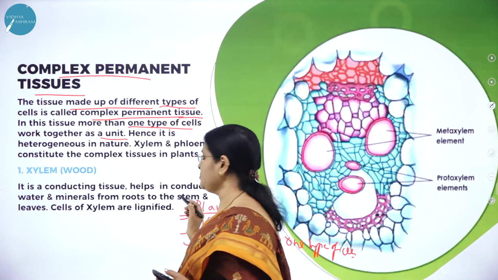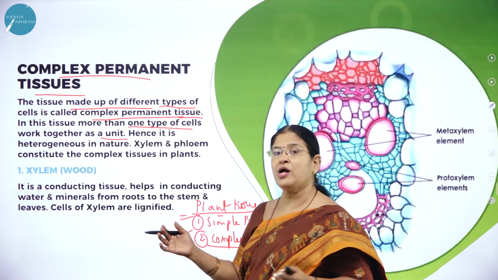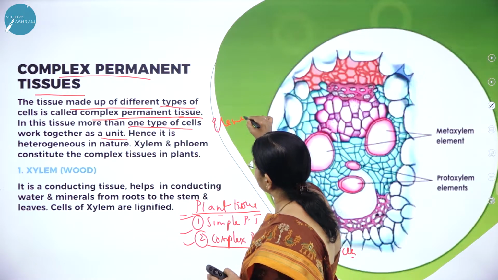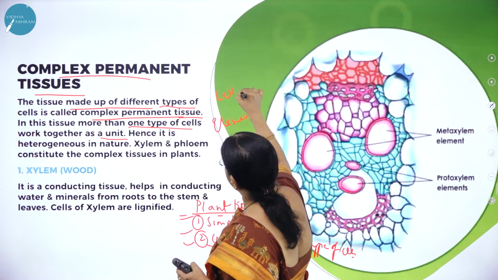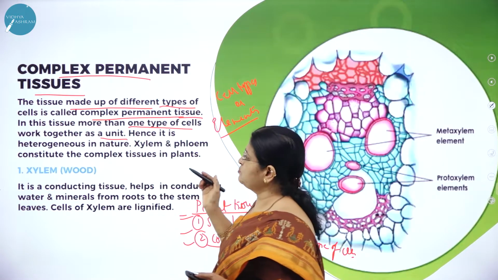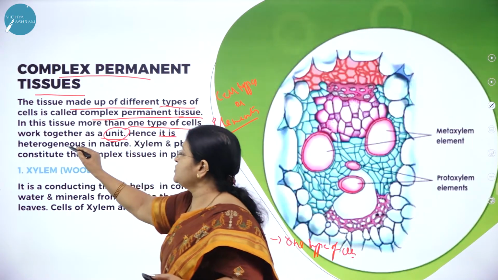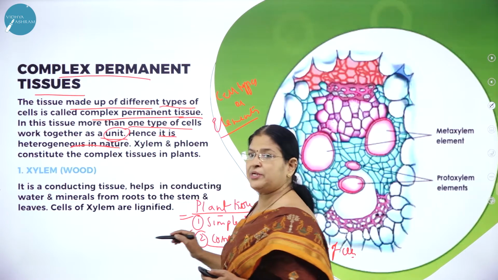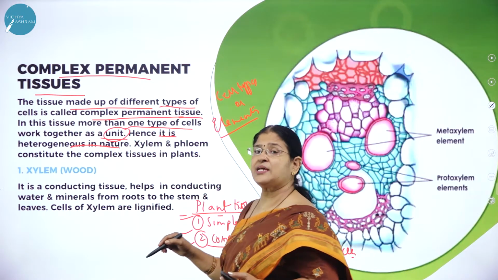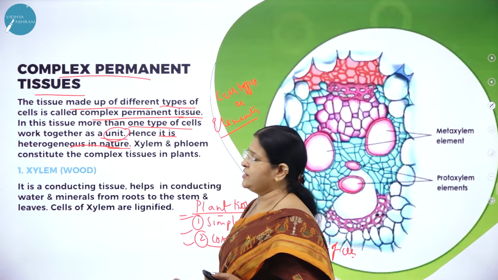Here all the similar cells perform, and they have a specific function to perform. Here all the cell elements can also be called cell types or elements. All these put together, they work as a unit. Hence, it is heterogeneous in nature. In simple permanent tissue, it is homogeneous in nature. All the cells are of similar type. Here, the cells are of different type. Hence, the name complex. So, they are heterogeneous in nature.